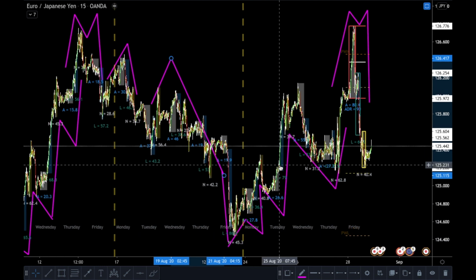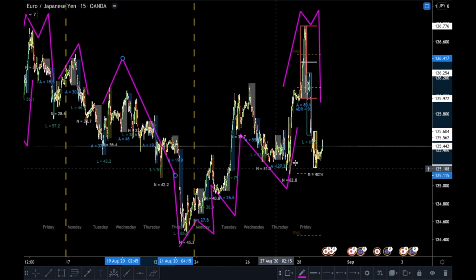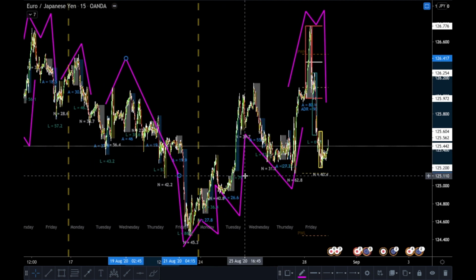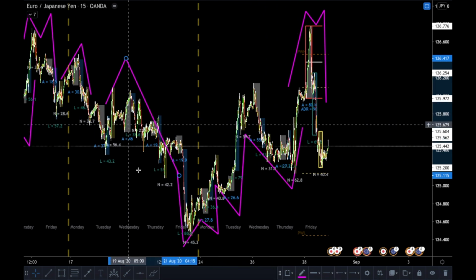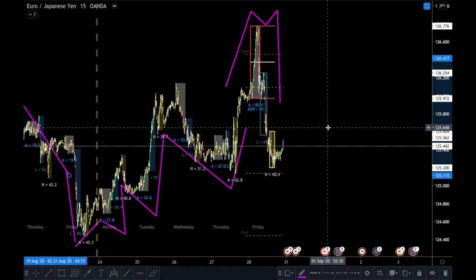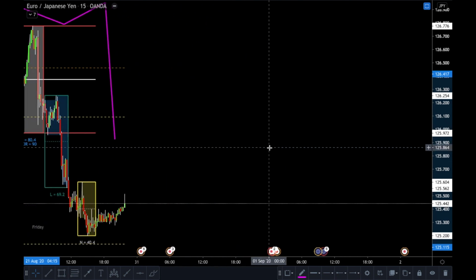Because I do go more in depth with this in my mentorship and other ways to spot the pattern, because what you need to spot after this is the moves that happen when it comes to the Asian session coming out into the London session breakout. So this is something I will explain here.